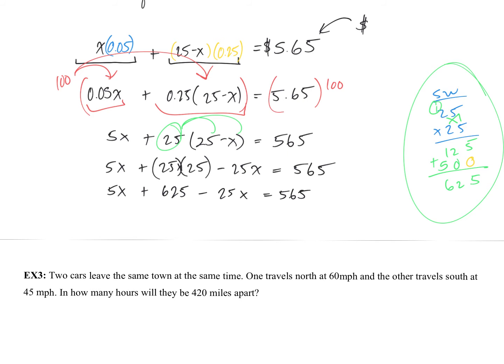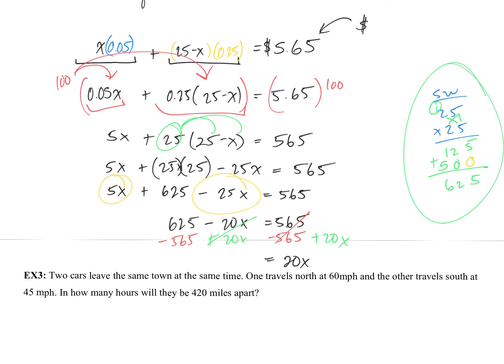Alright, let's see. Solving, we want to get the x's together, so let's go ahead and add up those x's. We'll have 625 minus 20x equals 565. I'm going to go ahead and add the 20x to both sides, and in the same step, minus the 565 from both sides. Okay, so we have 20x equals, and I don't know what 625 minus 565 is.